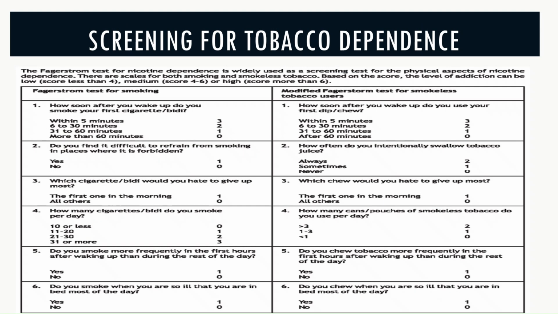This slide highlights screening for tobacco dependence using a standardized assessment tool. For smoking tobacco users, the Fagerstrom test for nicotine dependence is used, while for smokeless tobacco users, the modified Fagerstrom test is applied. These questionnaires assess factors such as time to first tobacco use after waking, frequency of use, difficulty in avoiding tobacco, and dependence severity. Based on the total score, dependence can be categorized from low to high, which helps clinicians plan appropriate counseling and pharmacotherapy for tobacco cessation.